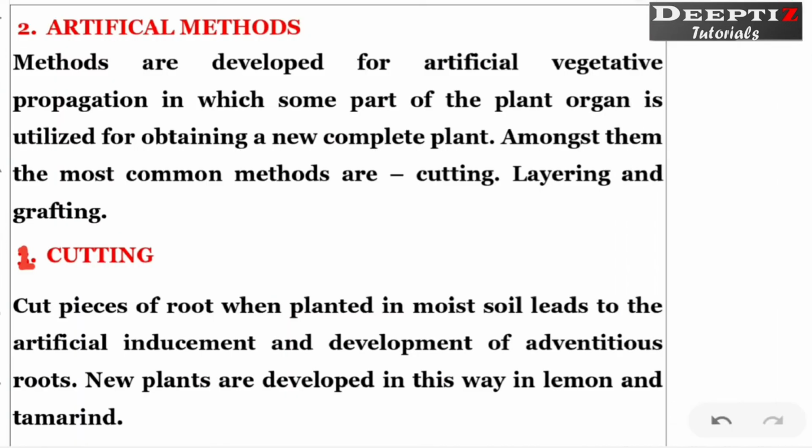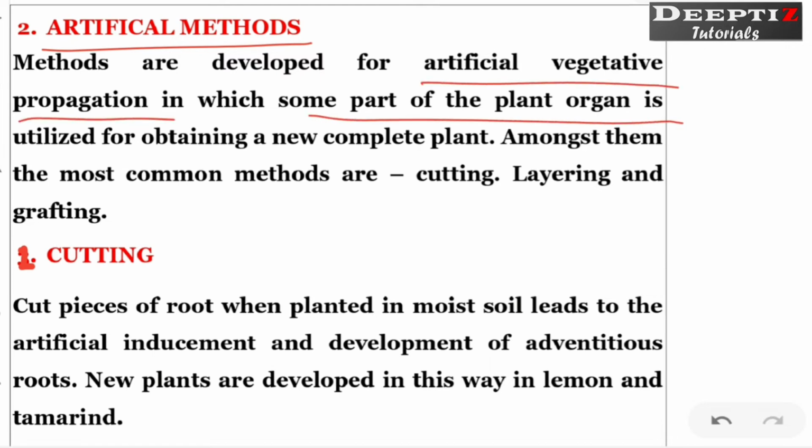Now let's start with artificial methods. We have covered the natural methods first. In that we have seen by root, by stem, by leaf, by floral buds, how it is possible, and the examples you must also know. Next one is artificial method. Artificial method means for our desire we are creating it, by human help. Artificial vegetative propagation is one in which some part of the plant organ is utilized for obtaining a new complete plant. Amongst them, the most common methods are cutting, layering and grafting.